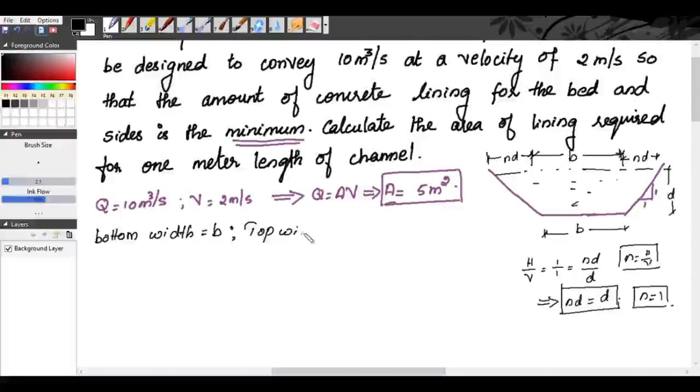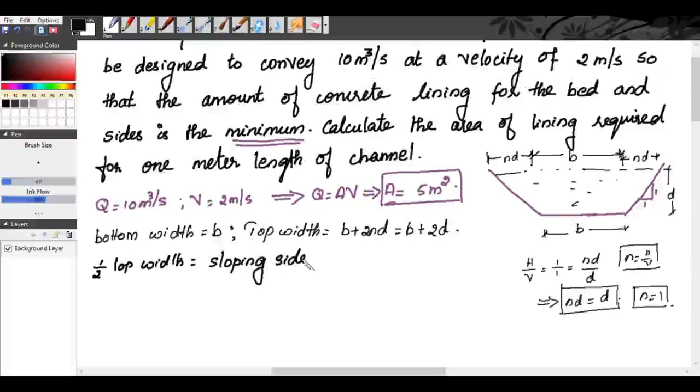Our top width is equal to B plus 2ND, which is B plus ND is D, so 2D. So top width is B plus 2ND. Now we know for the most economical trapezoidal section, half of the top width is equal to one of the sloping side. So half of the top width is (B plus 2D) by 2, which is equal to one of the sloping side.